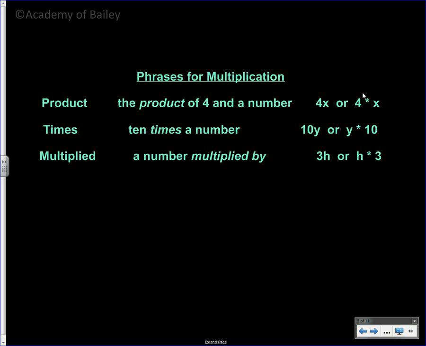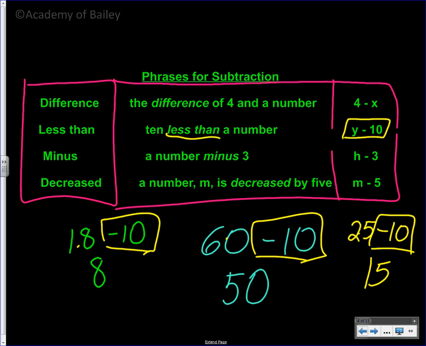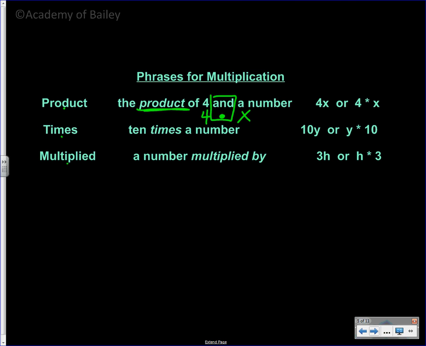So let's look. Product, times, and multiplied mean you're going to use multiplication. This one here says the product of 4 and a number. Product means multiply, so that's why we put multiplication where the and is. In the previous example, let me slide back there real quick. Remember where and was? We put a subtraction symbol because it said the difference of 4 and a number. And the rest of them are pretty much self-explanatory, I think. Except down here. The last one says a number multiplied by, and it's blank. It should be three. A number multiplied by three.